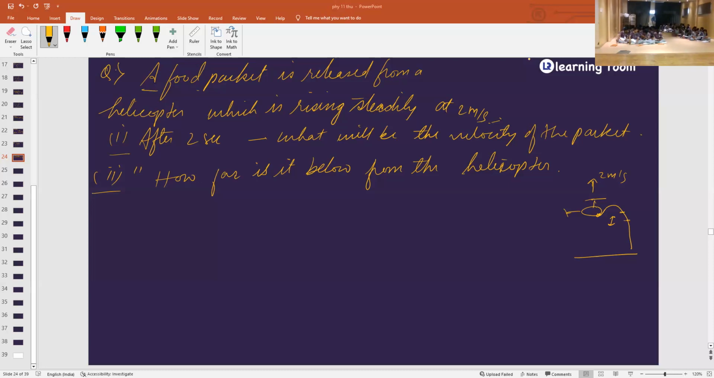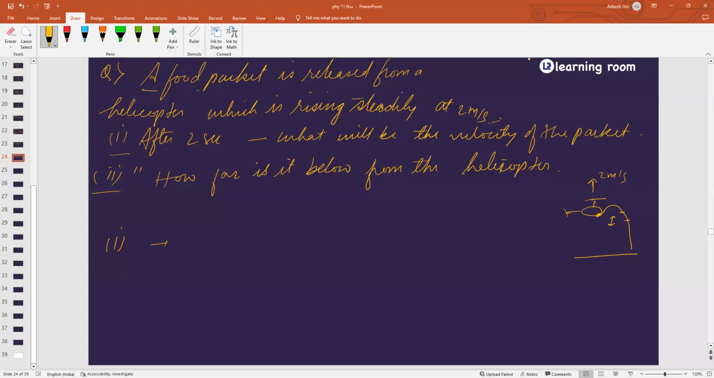Sir, 19.6 meter per second. No. See, I'll answer the first part. The condition is like this. The helicopter is there, which is rising at a speed of 2 meter per second, upwards. Let us consider the upward direction positive and the downward direction negative. The parcel will be below the helicopter, and it will be going down.